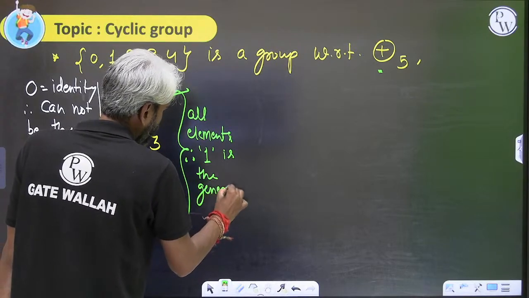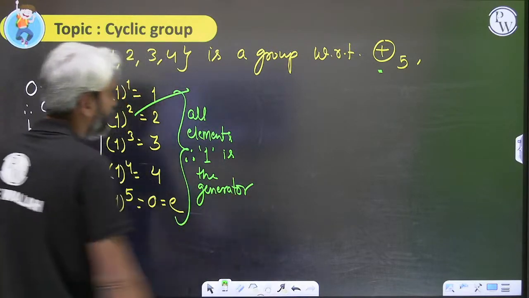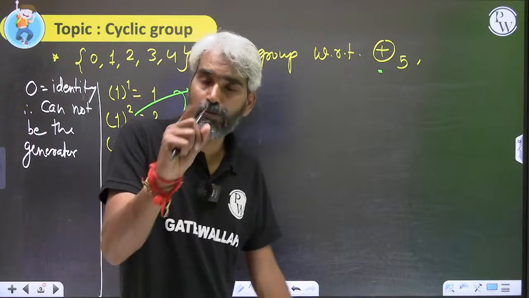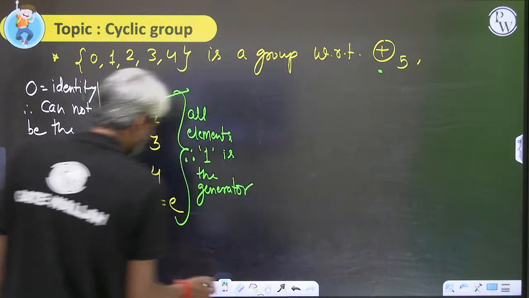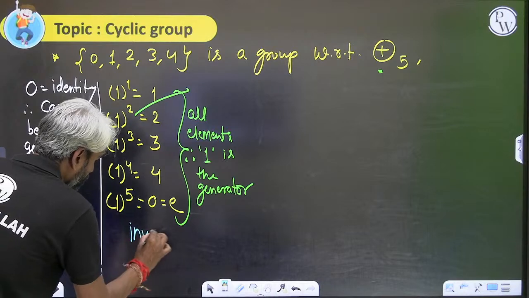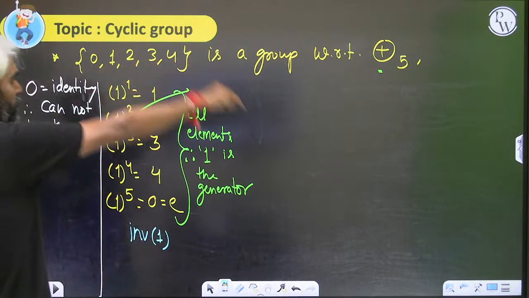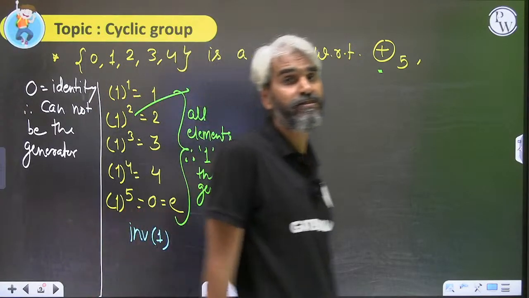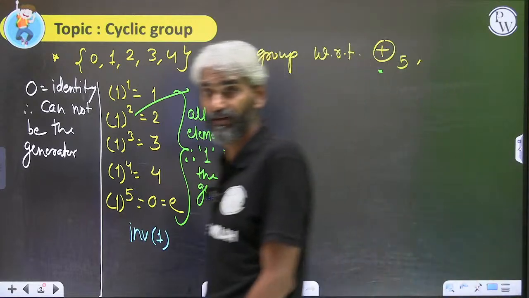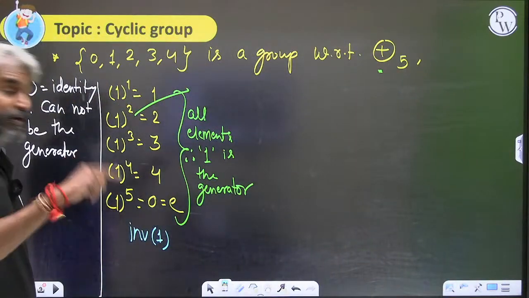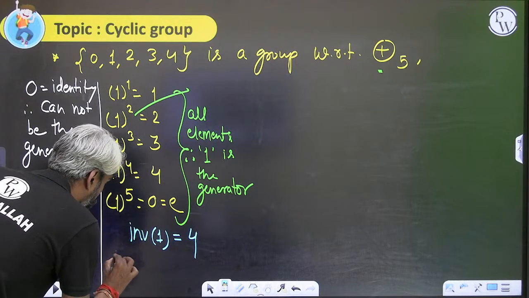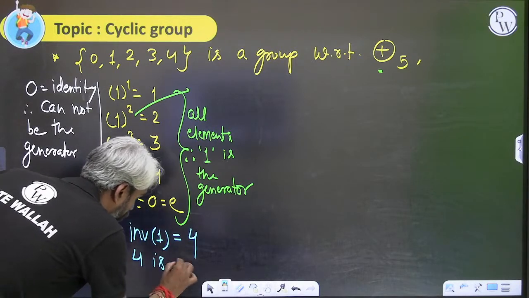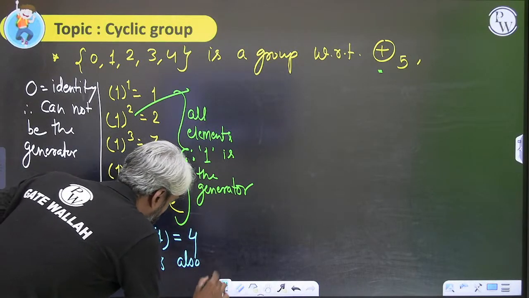Okay, now we have just seen that if 1 is the generator, the inverse of 1 will also be the generator. So what is the inverse of 1? Sir, in a group with respect to addition modulo n, if x is the generator, n minus x will also be the generator. So if 1 is the generator, 5 minus 1 will also be the generator. So the inverse of 1 will be 4. Therefore, 4 is also a generator.